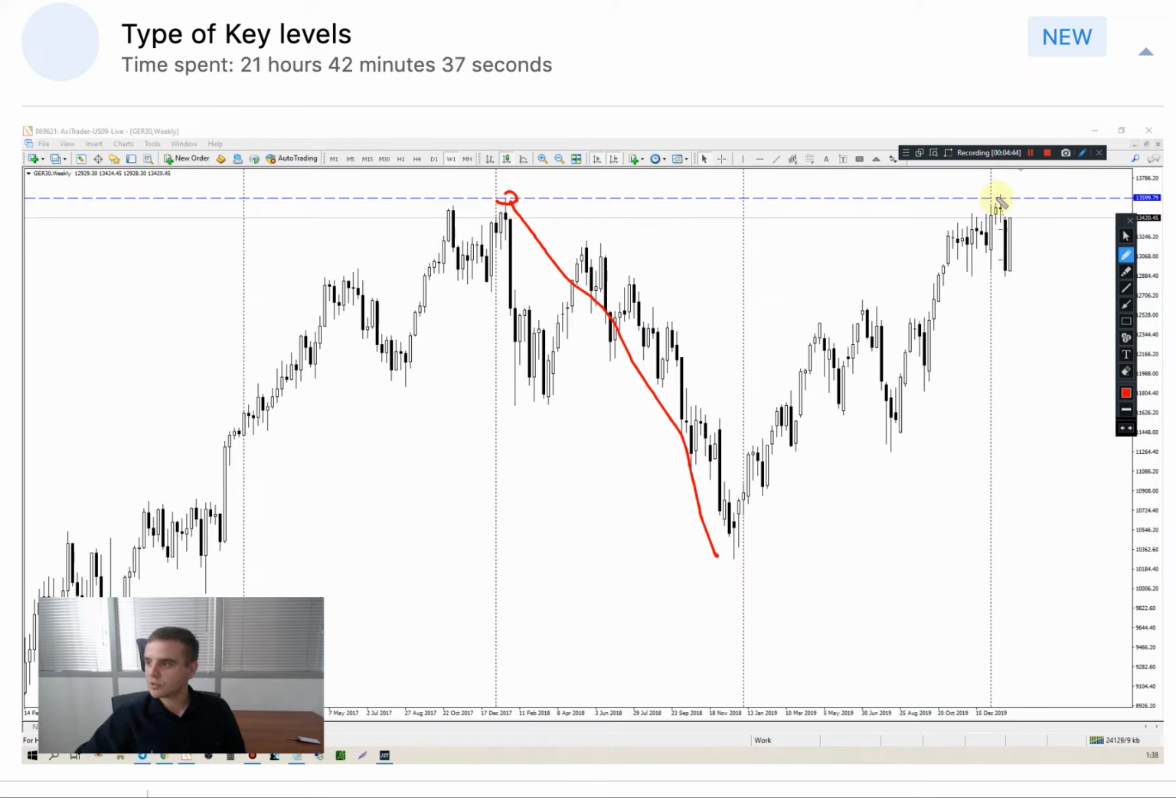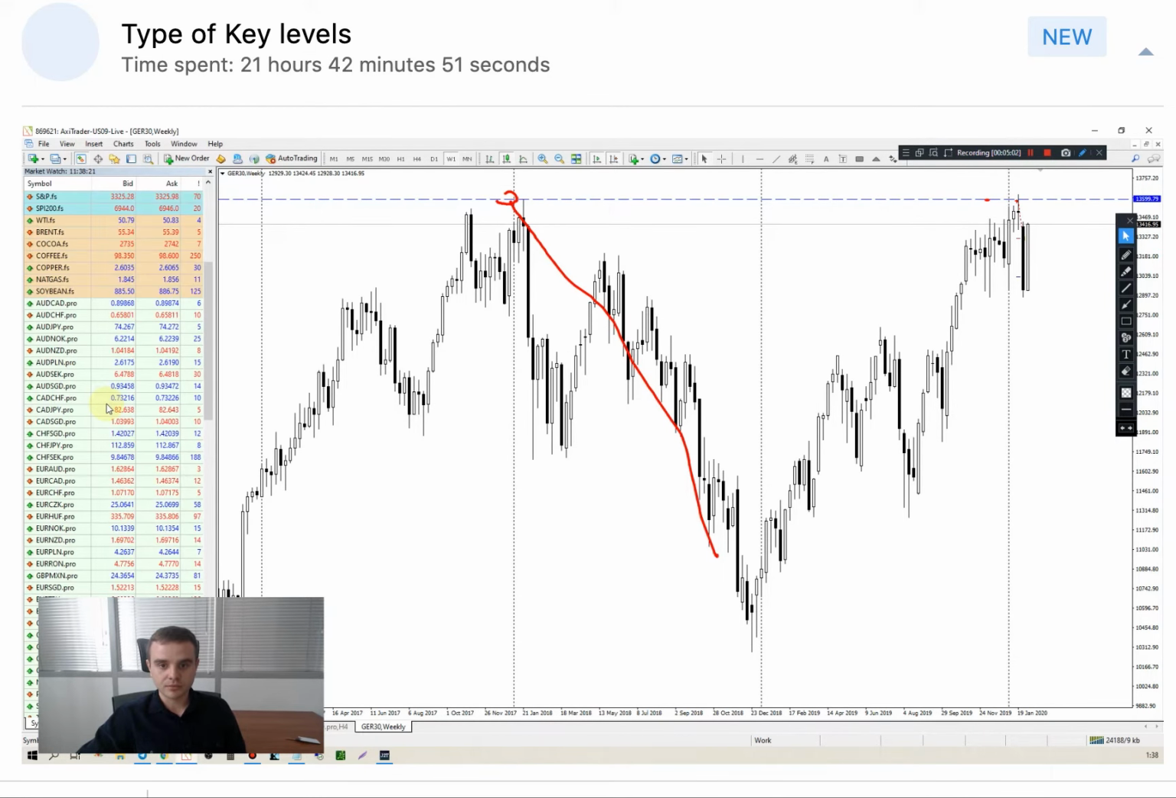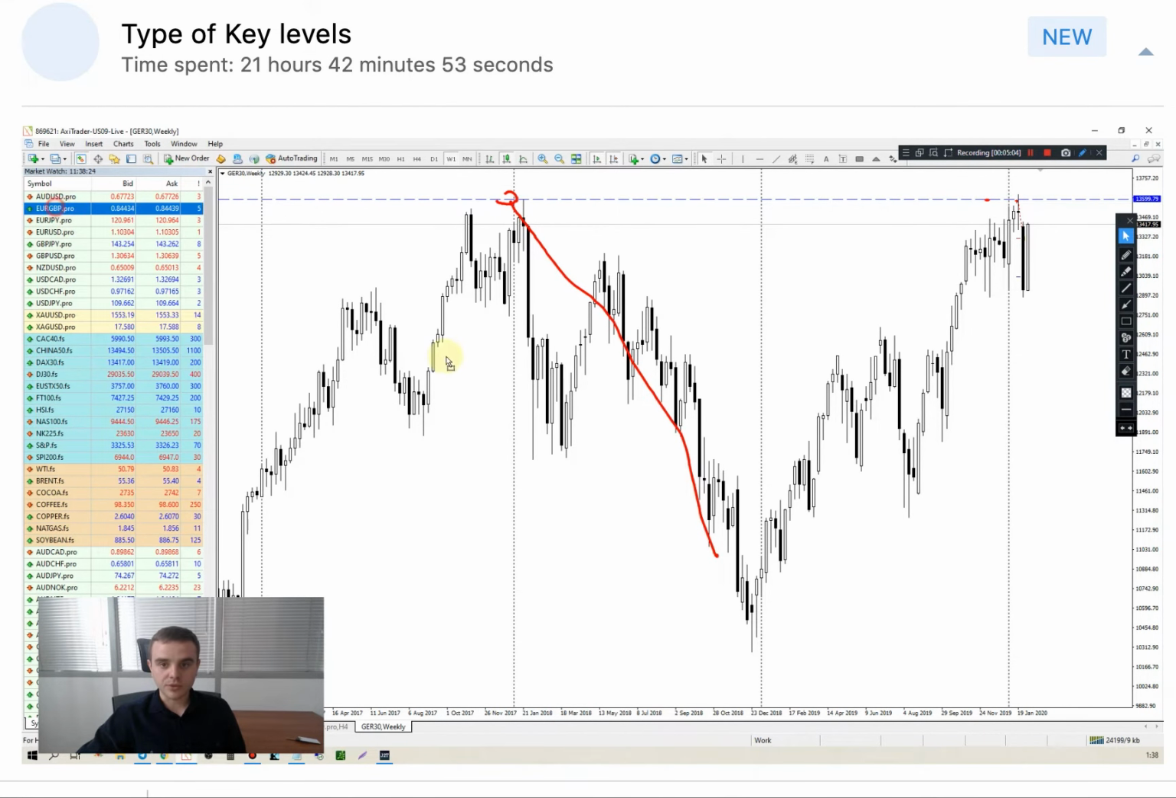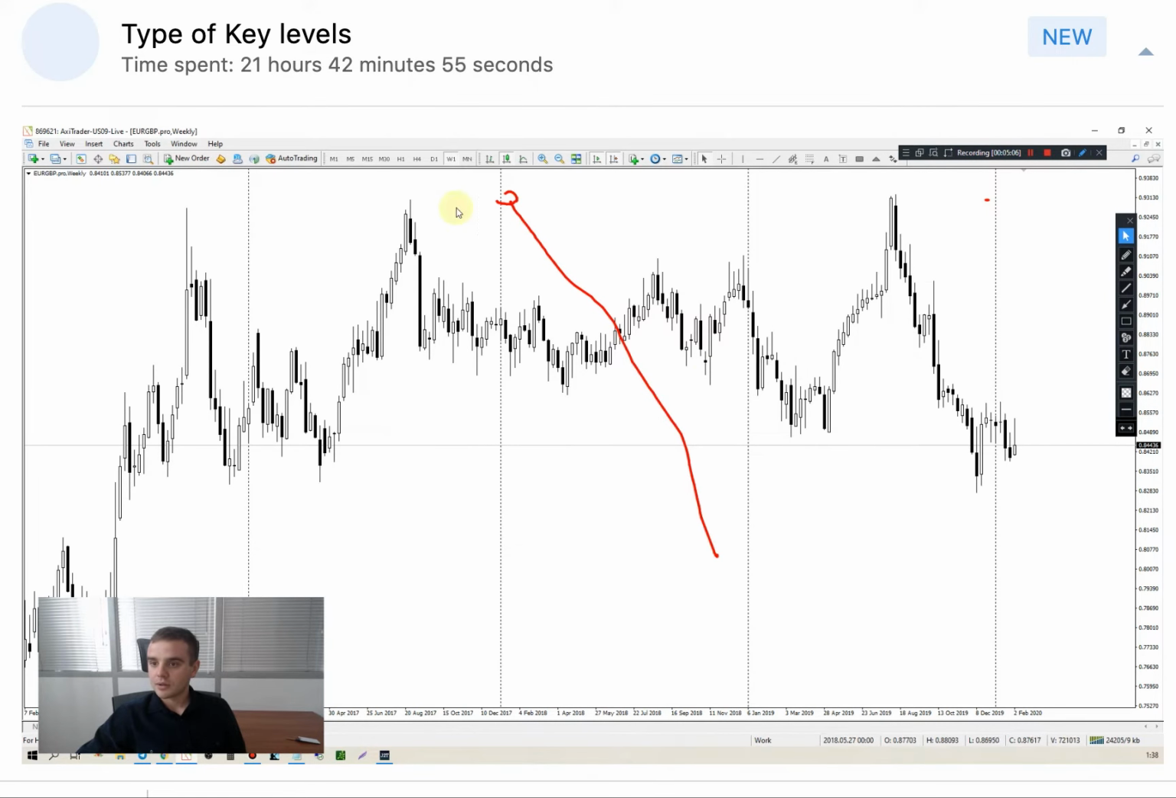That's why such levels will always be important, and in most cases, in 80% of cases, price will react at that level with a bounce, a pullback, something like that. That's why it's important for us to hunt for such entries, for such levels. Here is another example for you, the Euro British Pound.